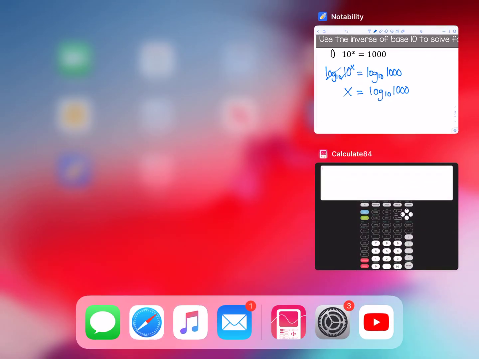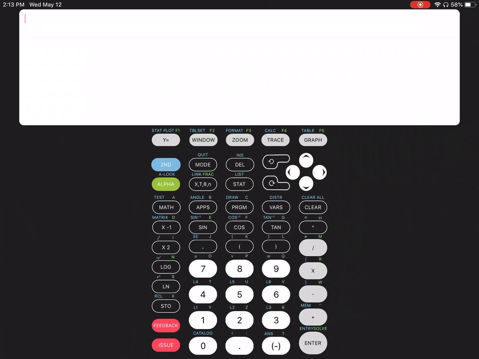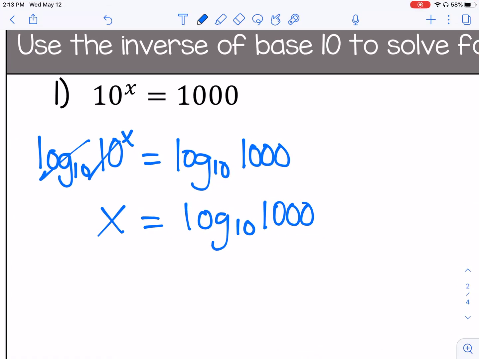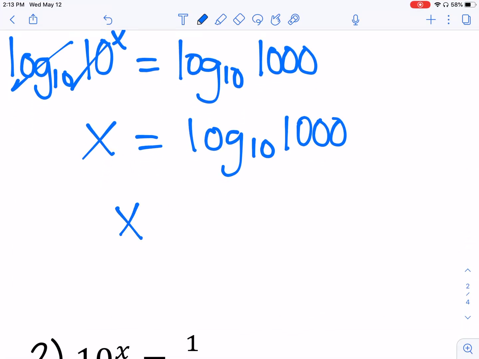Let's go to our calculators. Log is right here on the left-hand side. And then we're going to type in 1,000. And it's 3, just like we had before. We said it was 3 up above, but now we know a new inverse.